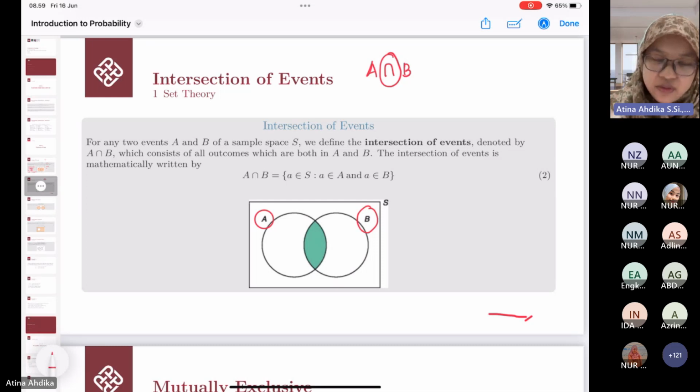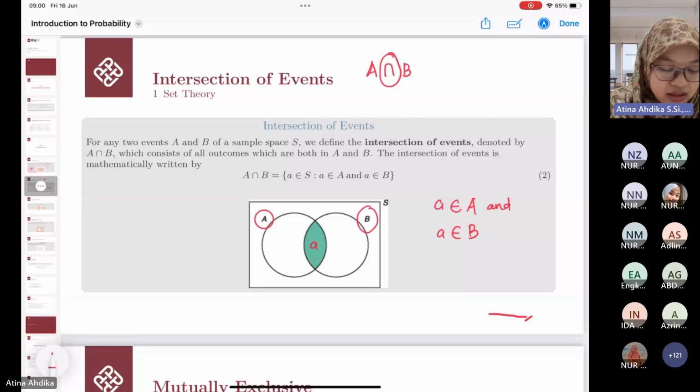So we can say if I take any outcome, little a, then little a will be in this shaded area. So little a must be in event A, and it must also be in event B. So this is the intersection of events.